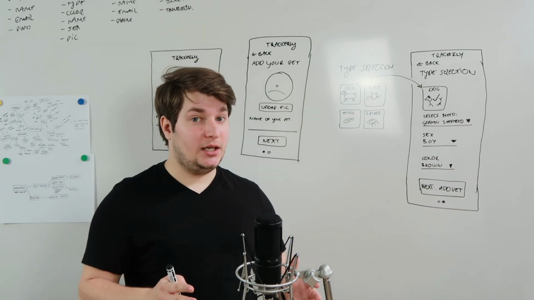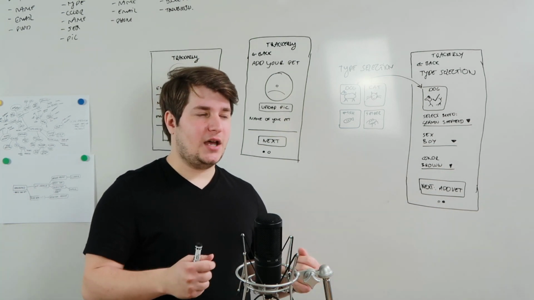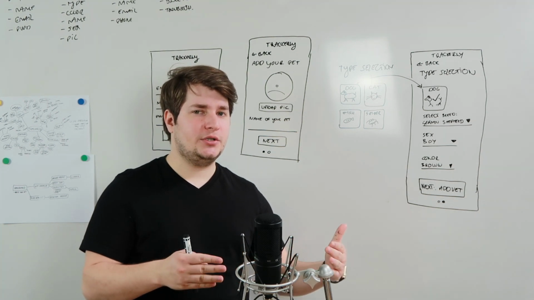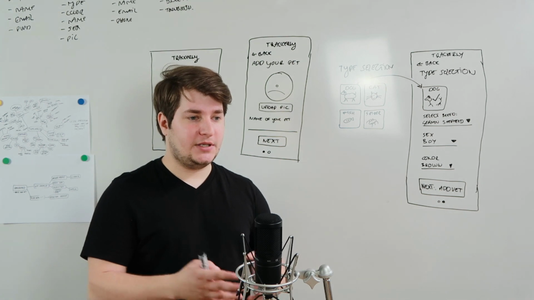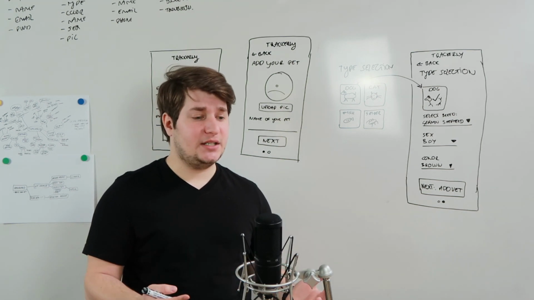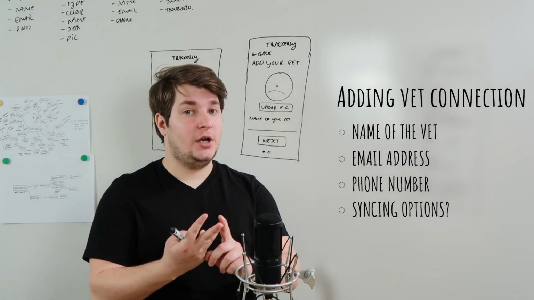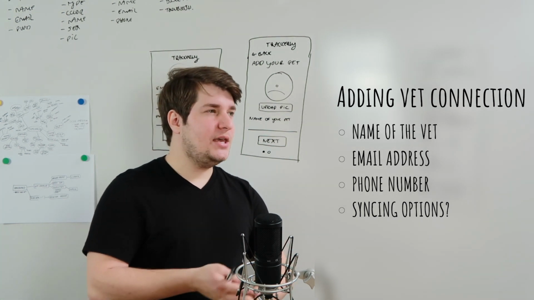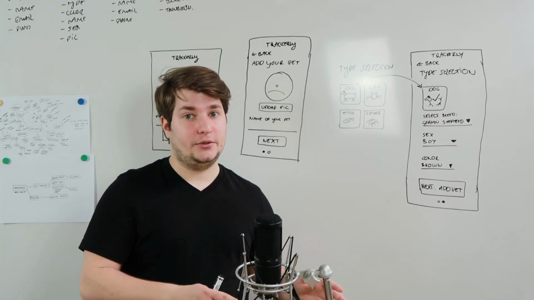Now, the next thing is setting up the vet connection. What I know about vets is that I have to educate the users on why it's good for them to set up the vet connection. Because setting up the connection is very easy. I just have to enter the name, the email address, and the phone number of the vet. Maybe I have a syncing option, but let's save it for later, okay?